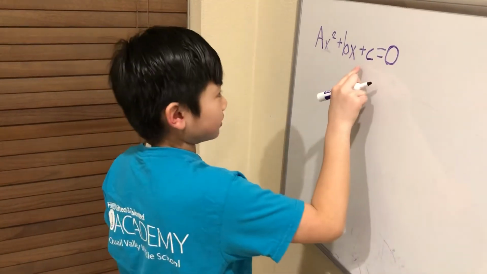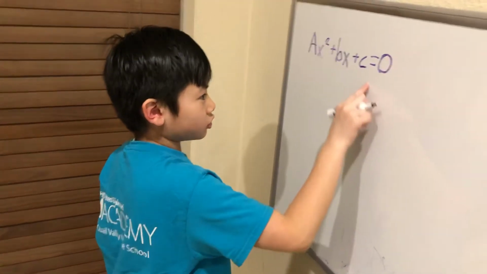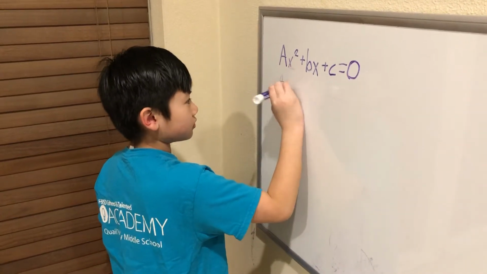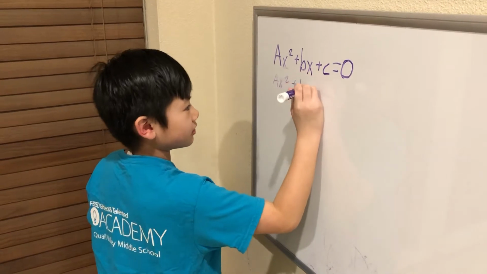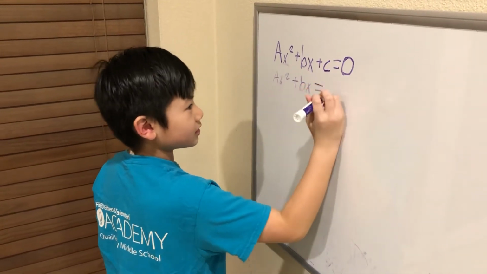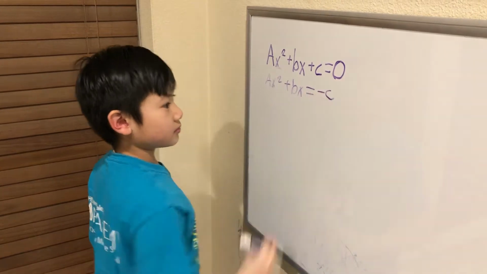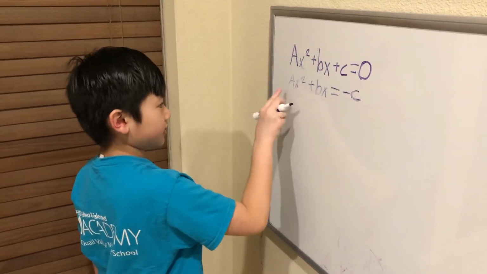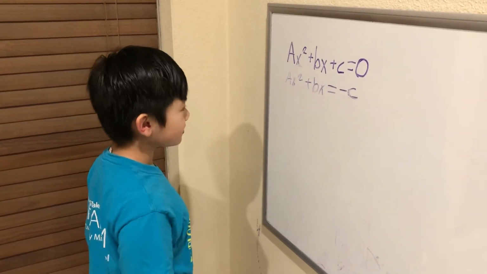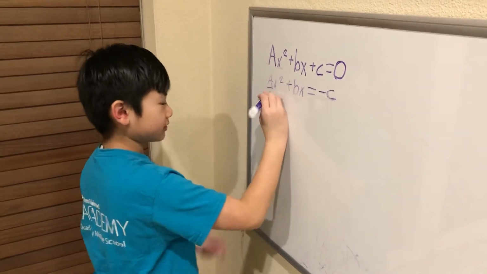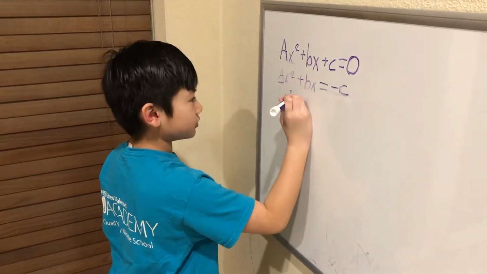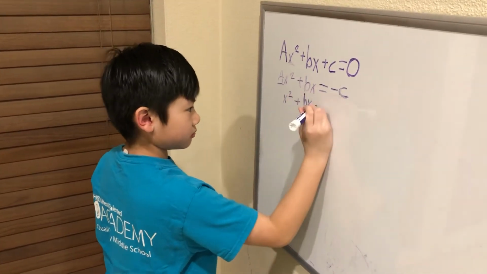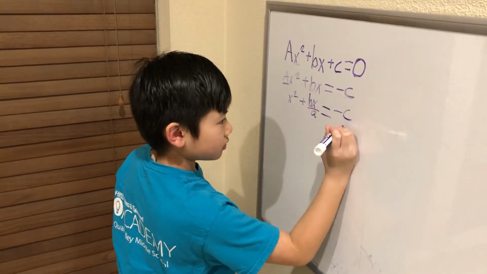First we want to subtract c from this side, but that also means we have to subtract c from this side too. So then it becomes this. Then we'll divide everything by a. So then it becomes x squared plus bx over a equals negative c over a.